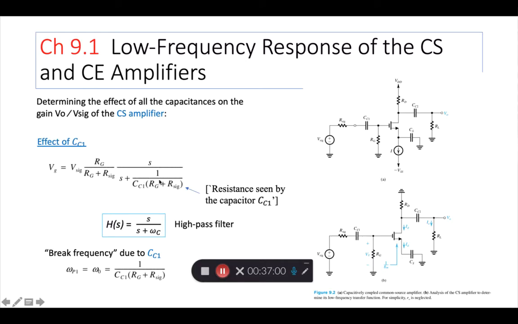This portion, the 1 by RC, we designate as the break frequency, omega 0. Since there are three omegas here, we call this omega P1, or pole 1. I showed you the standard form and our form here, and from there you can come up with the value of the break frequency due to CC1. Now this resistance Rg plus R signal is sometimes described in textbooks as the resistance seen by capacitor CC1 when V signal and the other capacitances don't exist. This gives us one break frequency.